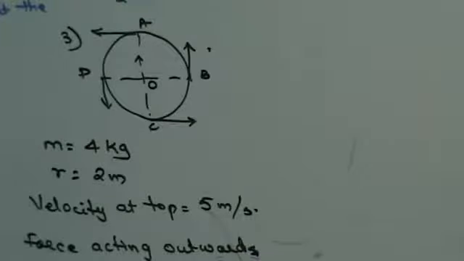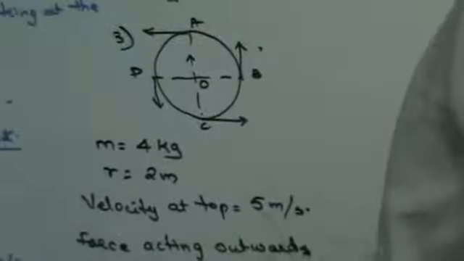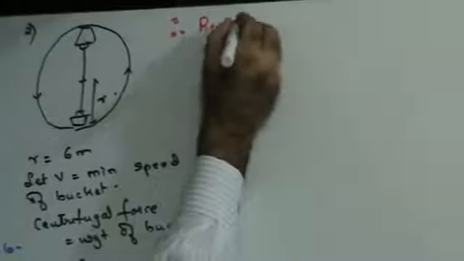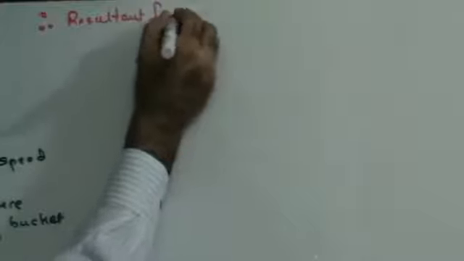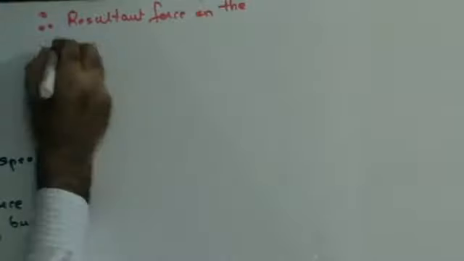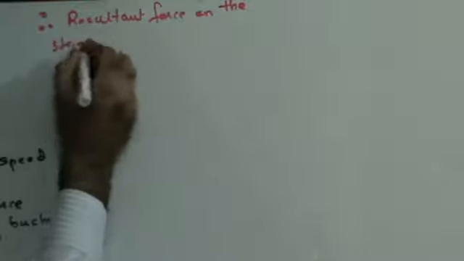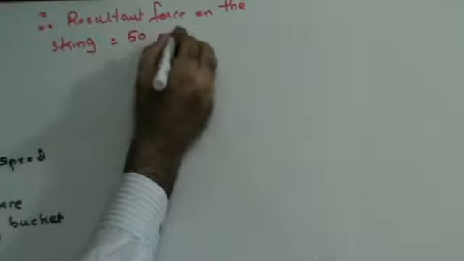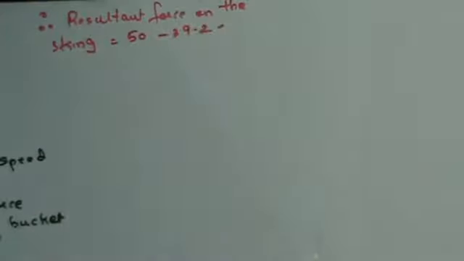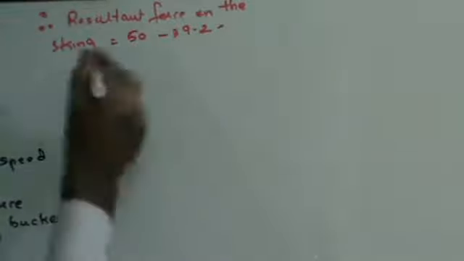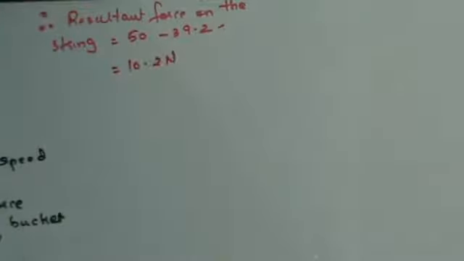In that case, what will be the resultant force on the string? I can say that the resultant force on the string is going to be nothing but 50 is the upward force, 39.2 is the downward force. So the net force that will act in upward direction is going to be 10.2 newtons. Fine, did we get this thing here? So the first part was find the stretching force at the top. So the stretching force at the top is going to be 10.2 newtons.